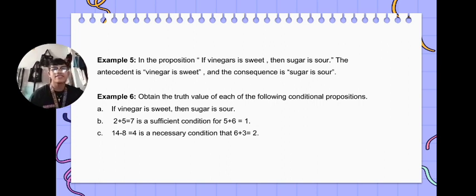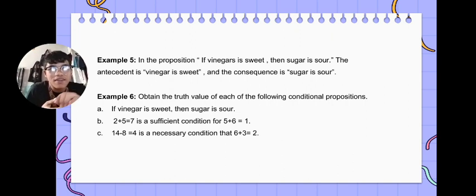In letter A, since the propositions vinegar is sweet and sugar is sour are both false, therefore the conditional of the compound proposition is true. In letter B, 2 plus 5 equals 7 is a sufficient condition for 5 plus 6 equals 1. Note that 2 plus 5 equals 7 is true, and 5 plus 6 equals 1 is false, because we know that 5 plus 6 is not equal to 1. Thus, the conditional of the compound proposition is false.